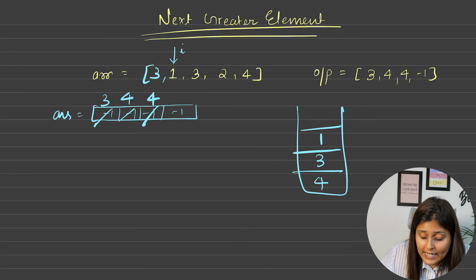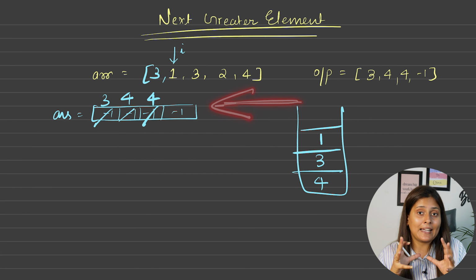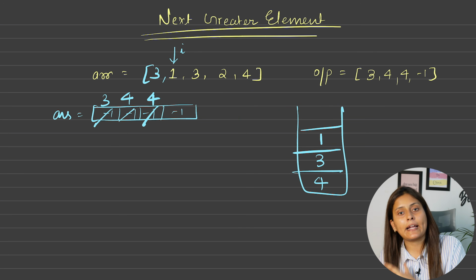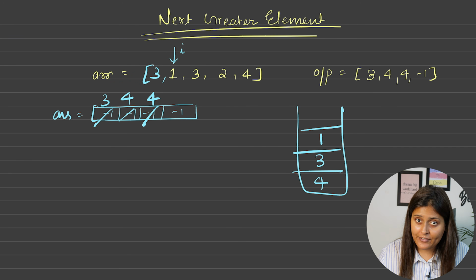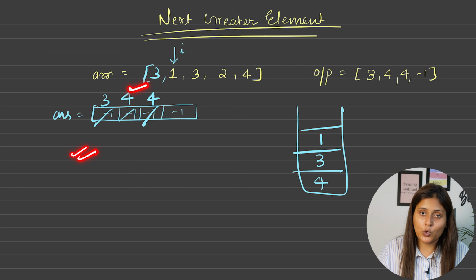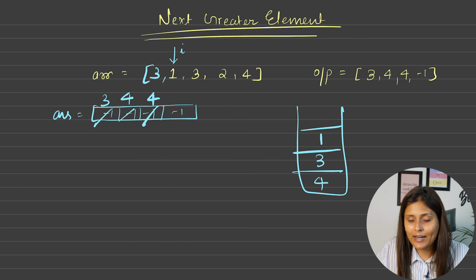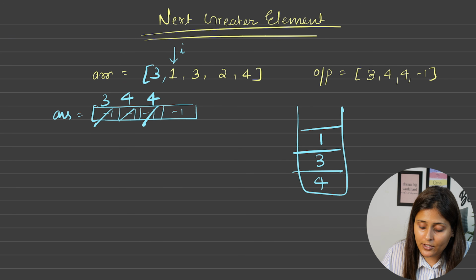Why did we start from the right side? Because in this question it asks for the next greater element towards the right side. If the question asked to find the next greater element from the left side, then we would start our for loop from the left side instead of the right end. Okay, so now let's write the pseudo code for everything we have discussed.